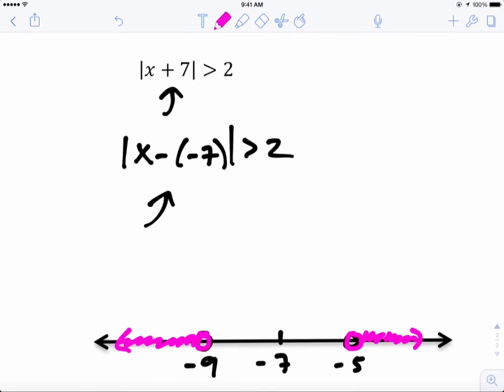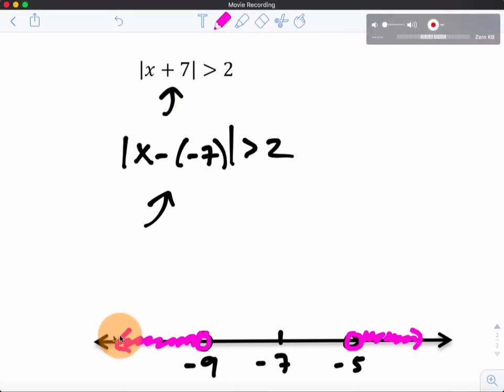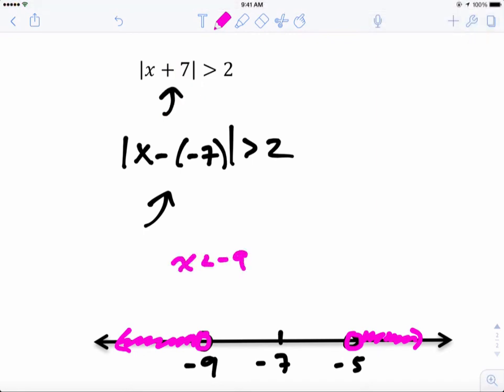And I always suggest, might as well try one of these numbers, see if it works. Right, what's a number to the left of negative 9 on the number line? I don't know, negative 30. And I think if we substitute a negative 30 right here, we're definitely going to get a true statement. So I would say x is less than negative 9, strictly less than negative 9, or negative 5 is strictly less than x. Awesome.